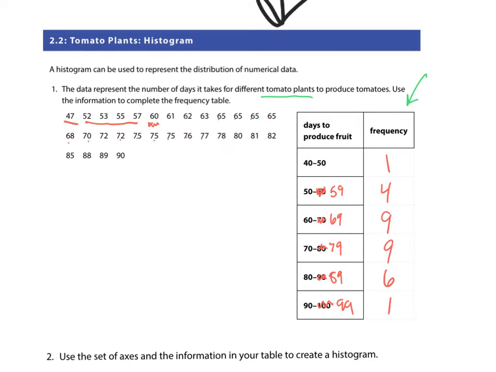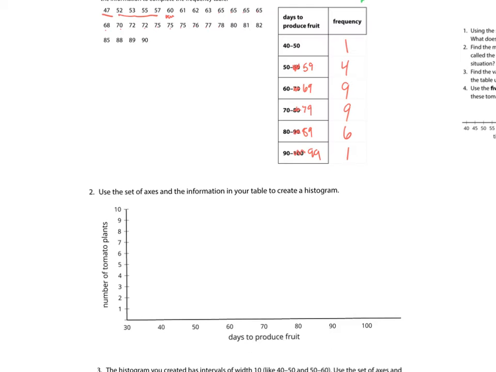So this is what your frequency table should end up looking like. Let's go make a histogram. A histogram does end up looking like a bar graph, but the important thing is that the bars are connected. And that's because we're looking at a continuation of all of our data on the bottom. So first category, 40 to 50, there's one piece of data in there, so I go up to 1. 50 to 60 or 50 to 59, I go up to 4.